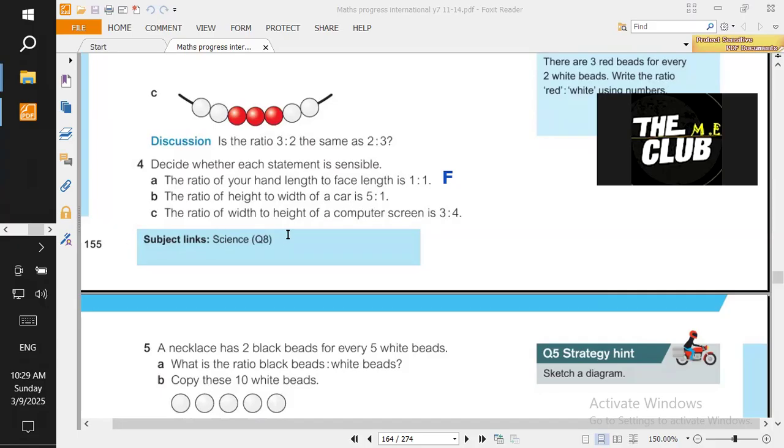And then the ratio of width to height of a computer screen is 3 to 4. The width is 3 and the height is 4. I think it's upside down, in which the height, basically the tallest one, is the height. So the height from here till here, and the width is over here. So yeah, we can say the width is 3, the height is 4. Yes. Now let's move on to the next question.